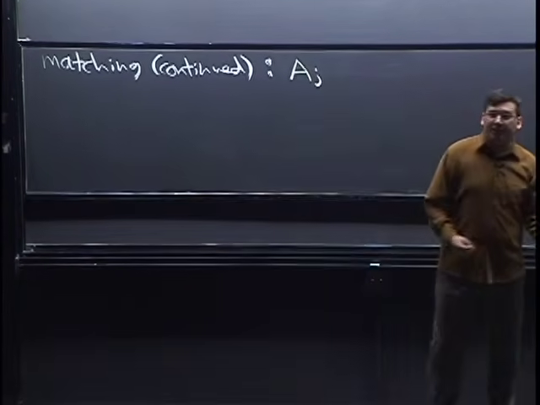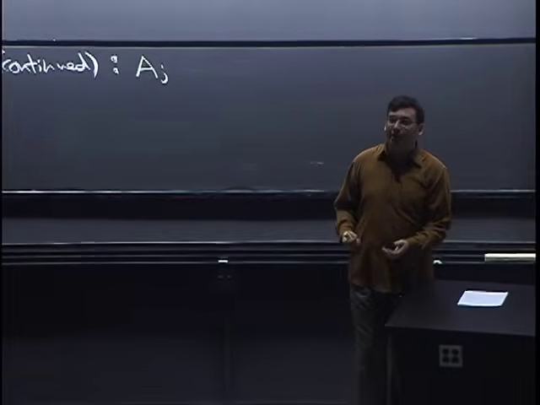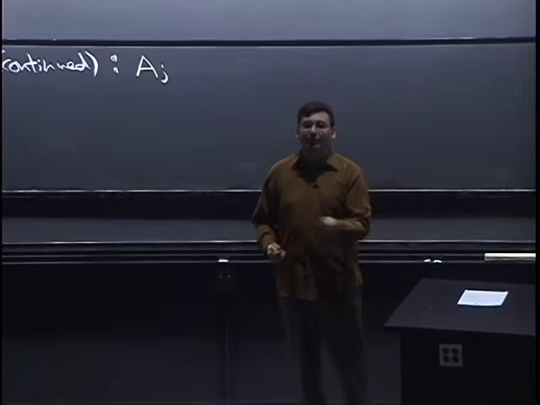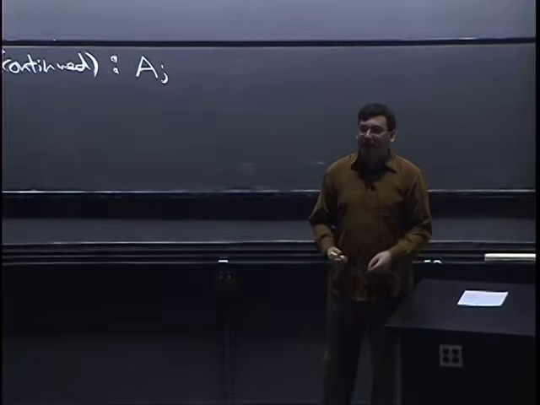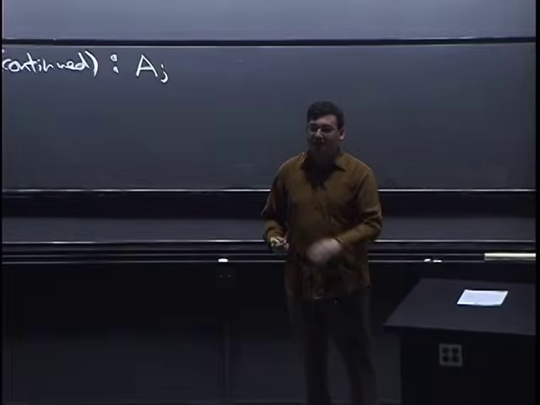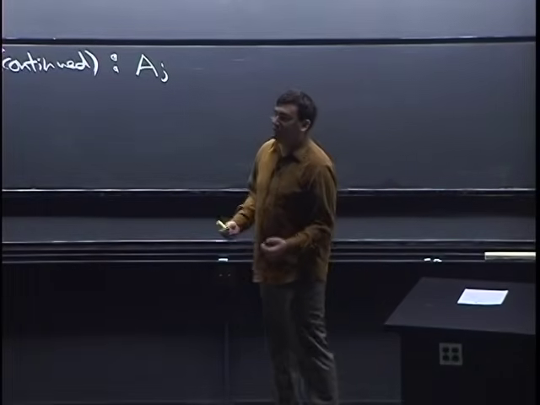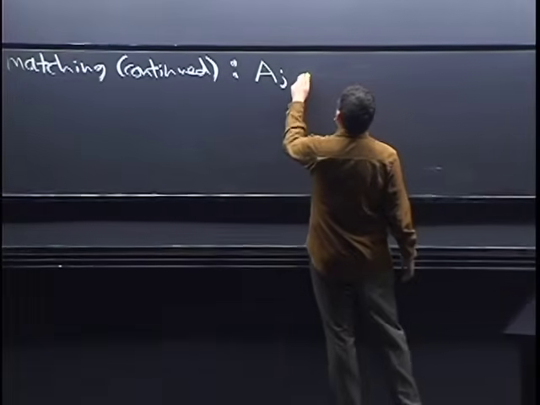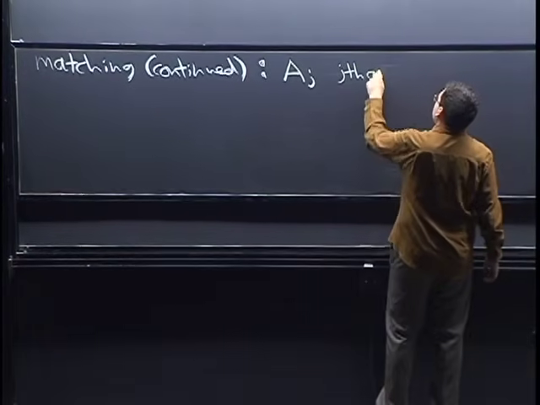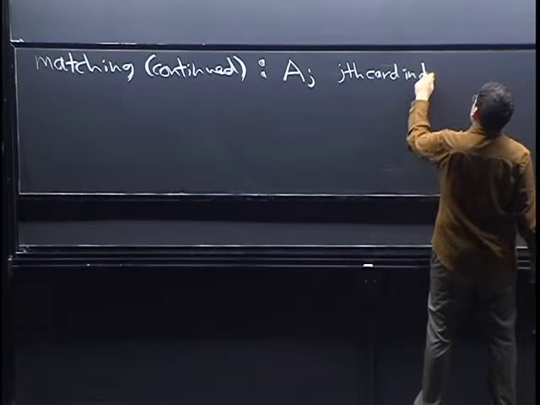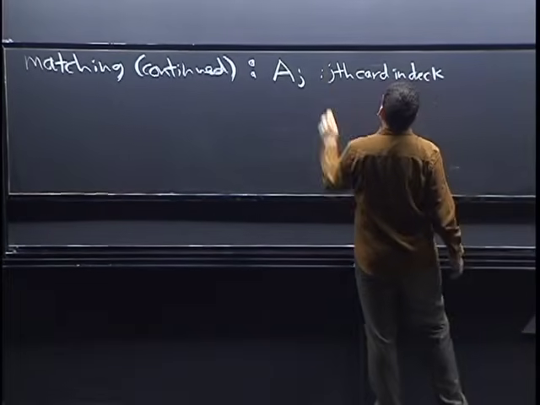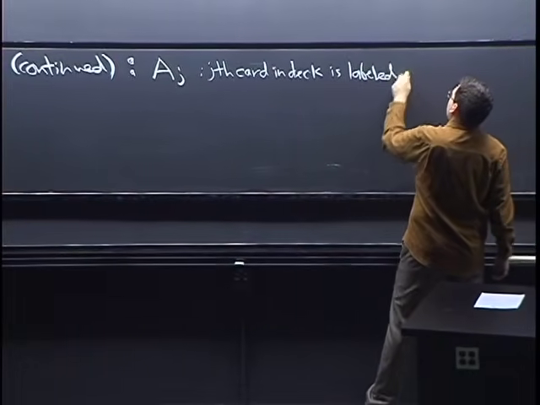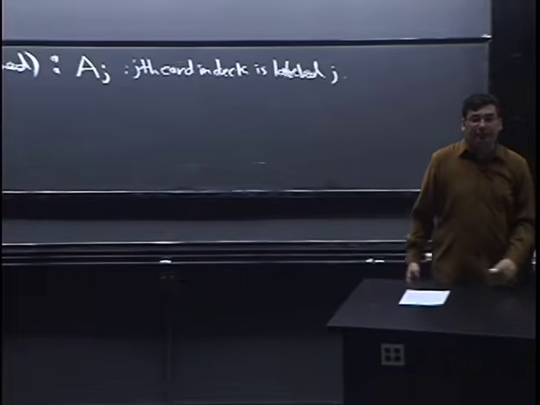We have a deck of n cards. The cards are labeled 1 through n, and you're just playing this game where you're flipping cards over one by one. You say 1, 2, 3, whatever. And you win if, in fact, at some point, the card that you name is the card that appears. Okay, that's the game. You want to know what's the probability that you win that game. Okay, so I defined A_j to be the event that the jth card matches. In other words, the jth card in the deck is labeled with the number j on it. And we were trying to find the probability of the union.